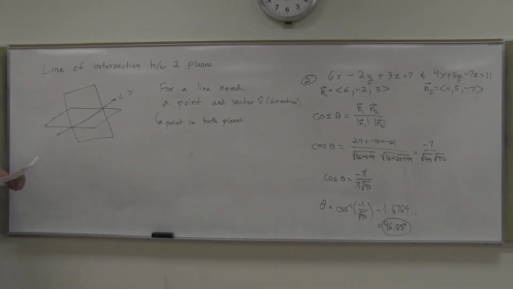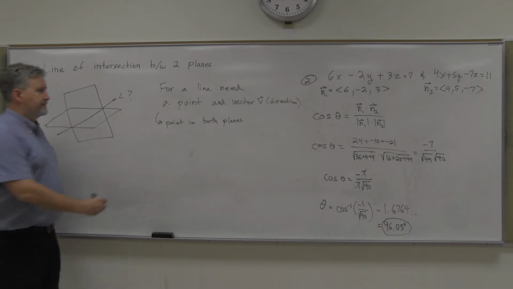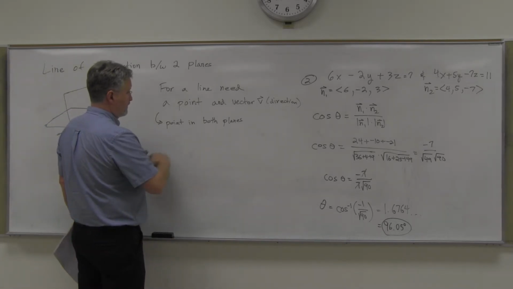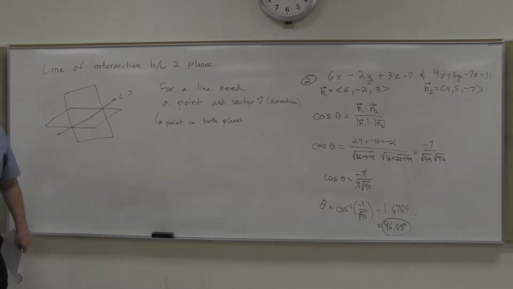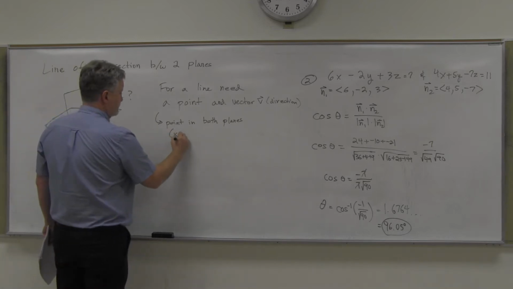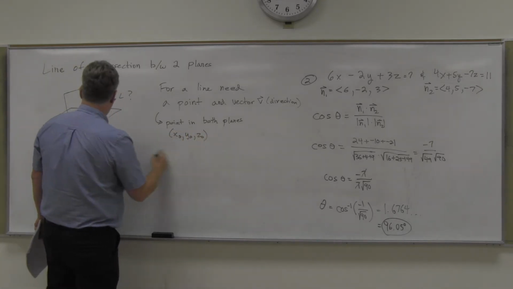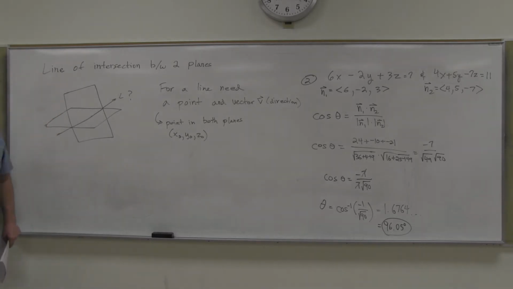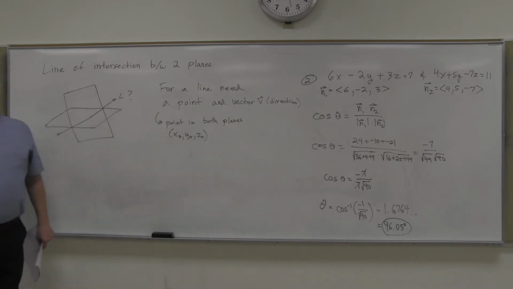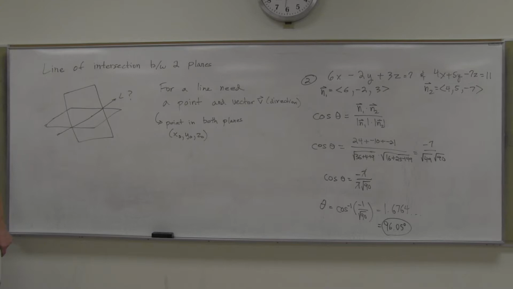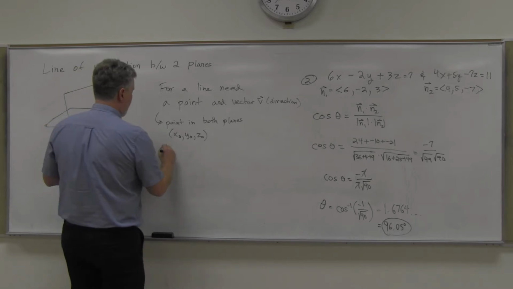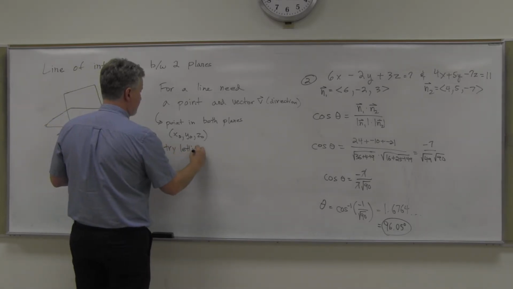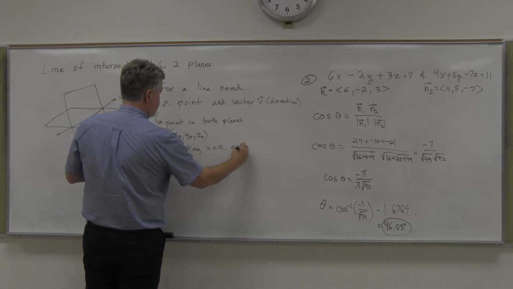One way to do it is, it can be any coordinates whatsoever. It just has to work in both planes. X0, Y0, Z0, we need that point there. So one thing is, let's just try X as 0, and then solve for the y and z that go with that. So we'll try letting x equal 0 and then solve.